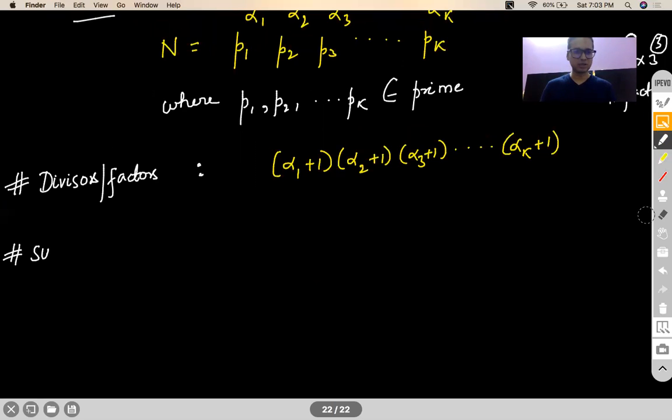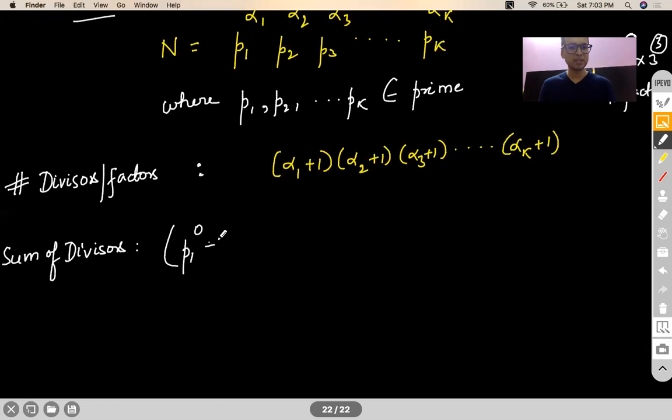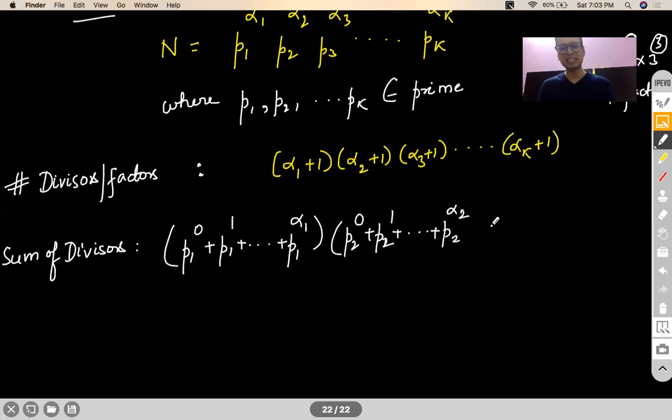Now, sorry, not total number. What is the sum of the divisors? So for that, the formula is, now remember, what did I do in the previous example of 54? I did 2 to the power 0, 2 to the power 1. So it is like p1 to the power 0, p1 to the power 1. It will go all the way till p1 to the power alpha 1. Similarly, p2 to the power 0, p2 to the power 1, all the way till p2 to the power alpha 2. And the same will go with pk also: pk to the power 0, pk to the power 1, all the way till pk to the power alpha k.